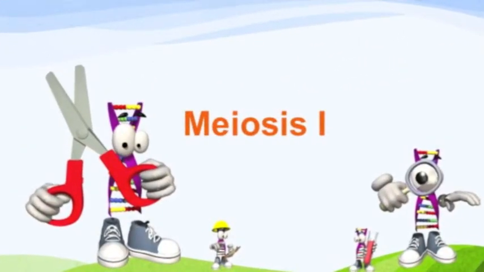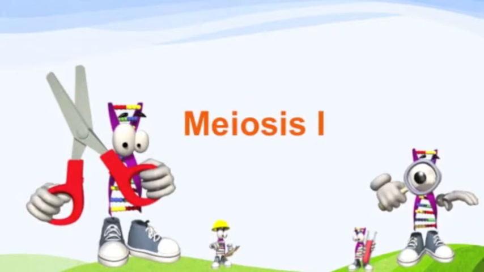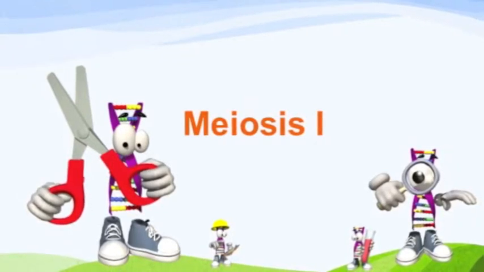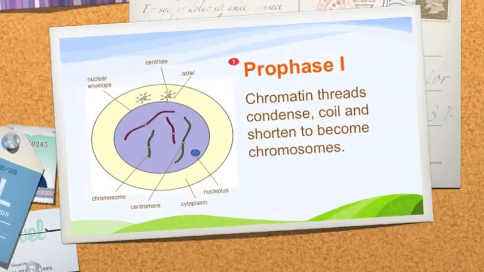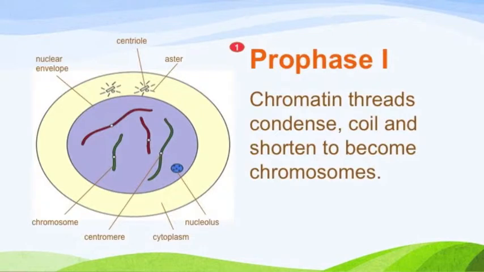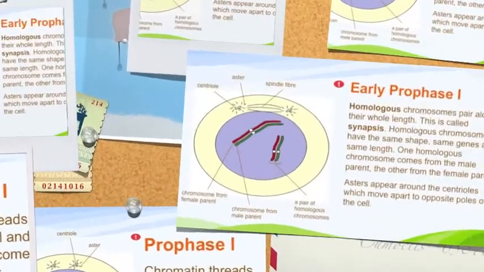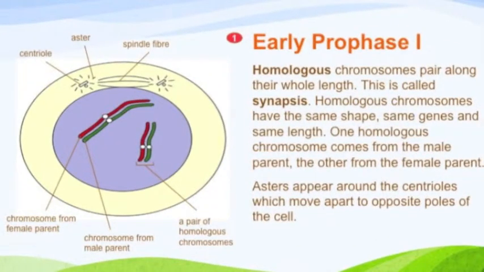As mentioned earlier on, meiosis comprises meiosis I and meiosis II. So for now, we will focus on meiosis I. The first phase is called Prophase I. This is where the thin chromatin threads condense, coil, and shorten to become chromosomes. There are actually 2 parts to Prophase I.